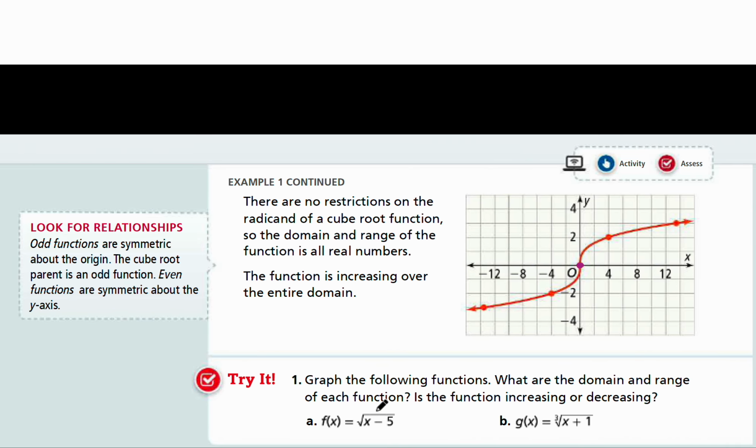You're going to graph the following functions in parts A and B. What are the domain and range of each function? Is the function increasing or decreasing? So answer this question, pause the video, and come back when you're ready for answers.